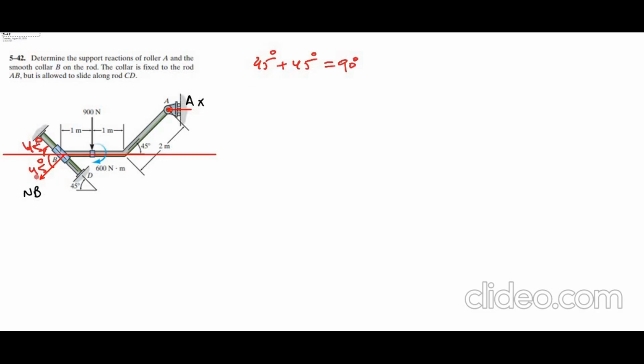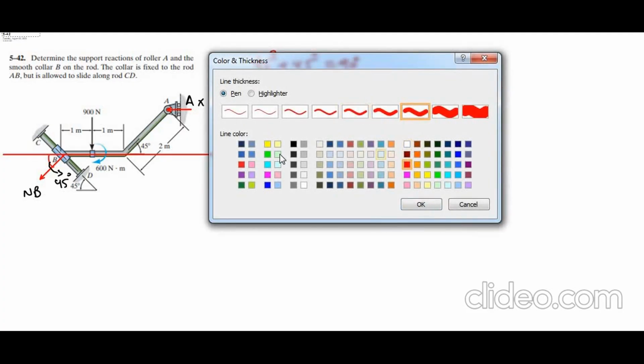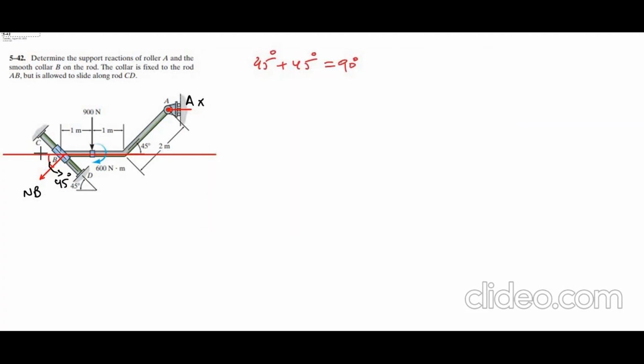Now we can easily resolve NB into two components. So if I erase this one, we have this angle equals to 45 degrees. We have one vertical component right here and one horizontal component. Let's also label them. This one is NBY and this one is NBX.